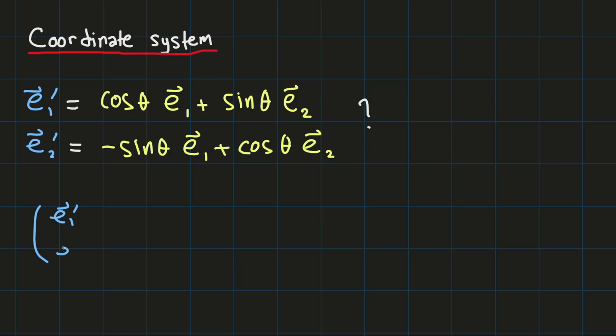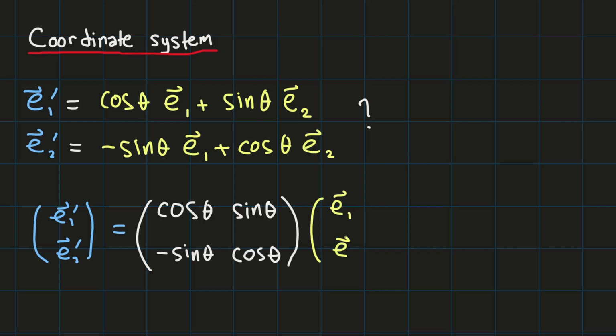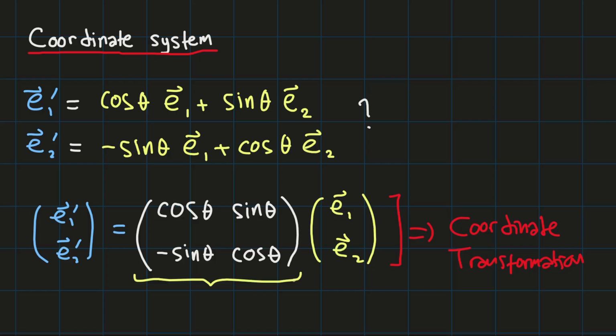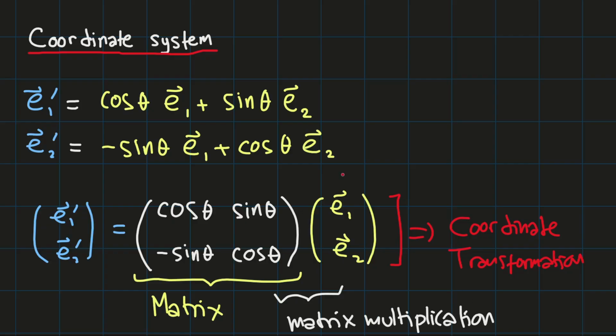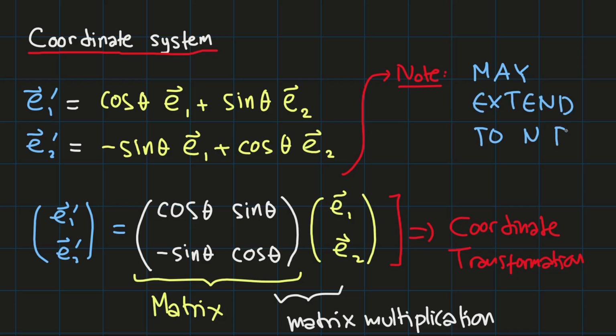So I will rewrite this like this. We have an equation for coordinate transformation. Now this notation is about a matrix, and this operation relates to matrix multiplication. Note that it can be extended to an arbitrary dimension, not only 2D but 3D and so on, but the principle is the same.